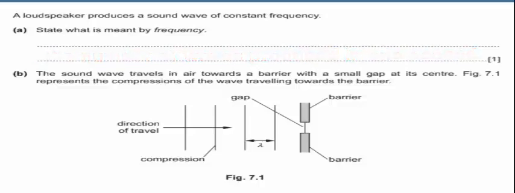Then as for question B, the sound wave travels in air towards a barrier with a small gap at its center. Figure 7.1 represents the compressions of the wave traveling towards the barrier. So we have the direction of travel like this. Then here we have the wavelength, which is represented by the lambda. Whenever you see this symbol, this one is called the lambda. Okay, so here we have the barriers.